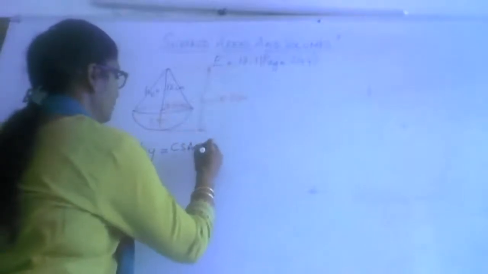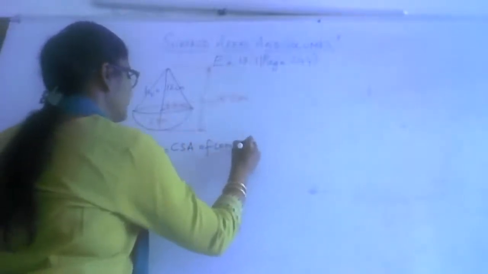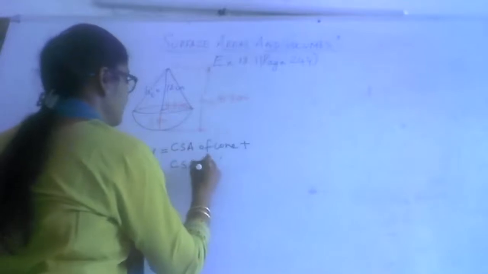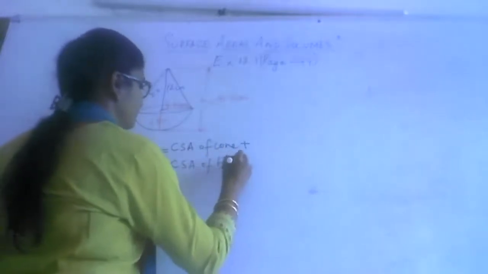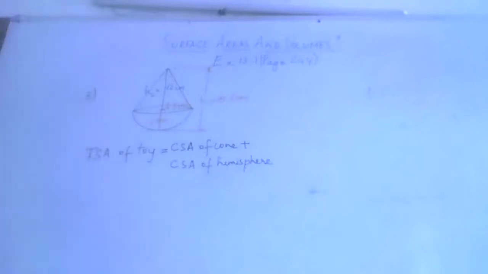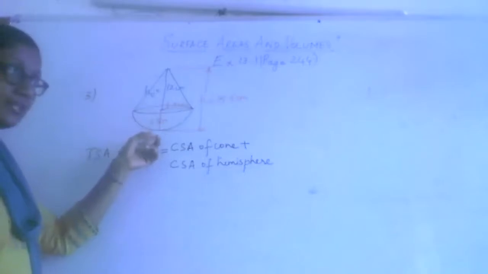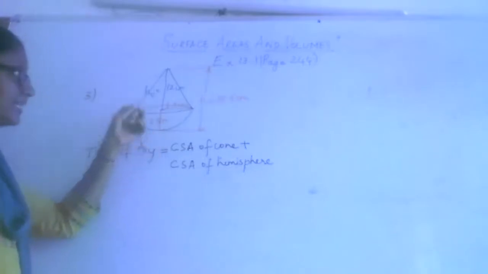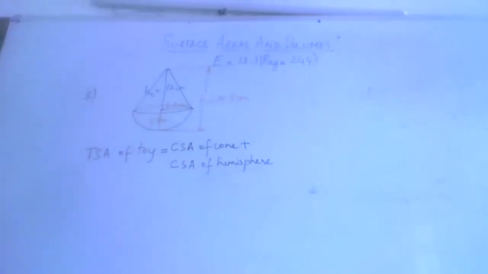TSA of the toy will be CSA of cone plus CSA of hemisphere. Am I right in the statement? Please think and tell me. Yes, ma'am. Do I need the CSA of the hemisphere or the TSA of the hemisphere? Similarly, should I take TSA of the cone or only the CSA of the cone?